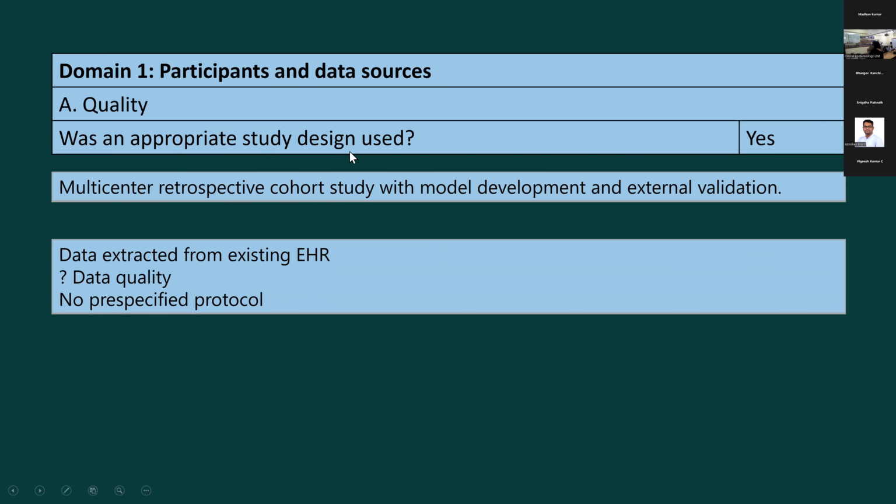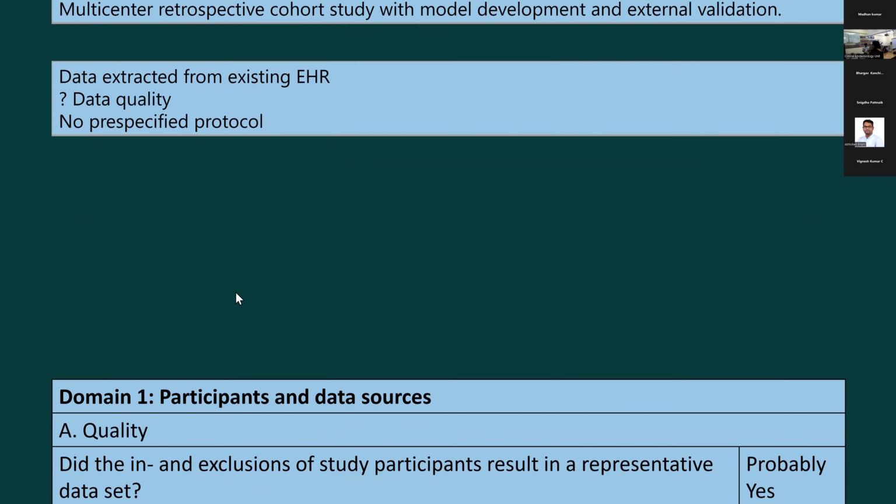So was an appropriate study design used? They used a multi-center retrospective cohort study with model development and external validation. What they have done is extract data from existing electronic health records. So there is no pre-specified protocol, and we don't know how this data was collected earlier, because this included data from 2001 itself. The study was not done with a specific purpose, and they extracted it from an existing EHR. So the concern for data quality exists here.